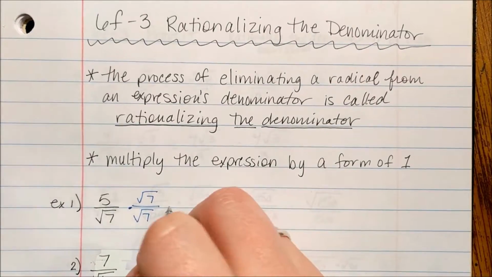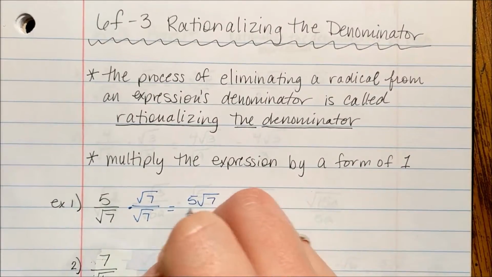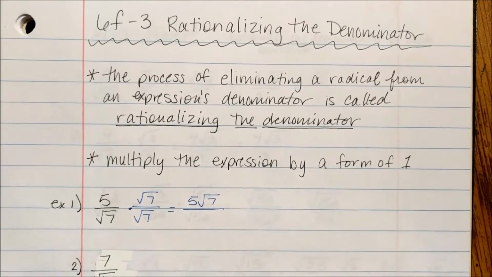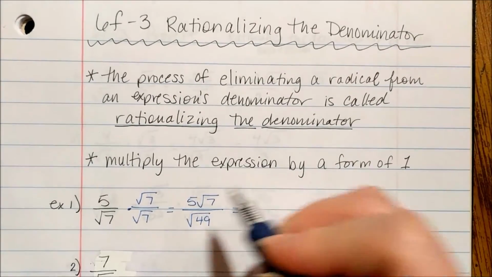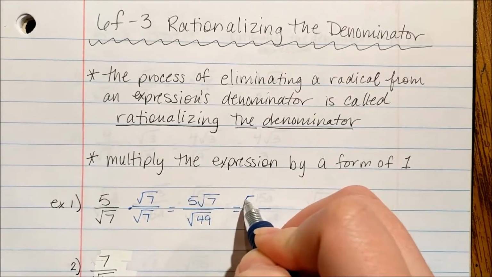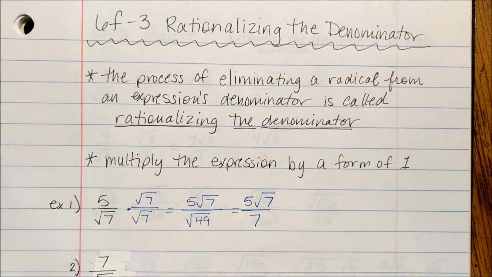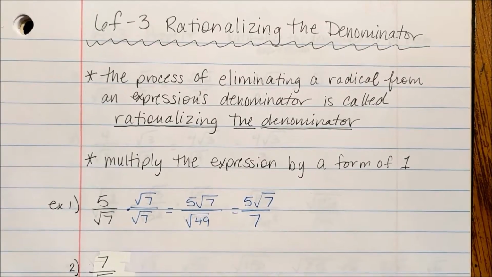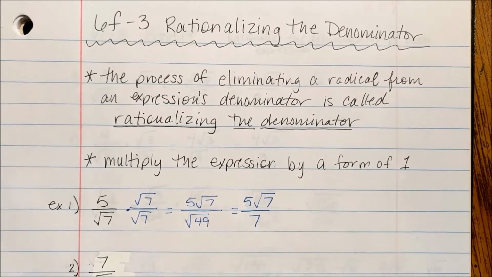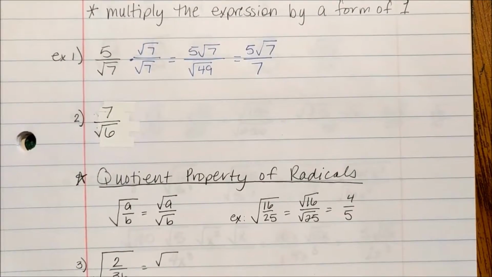So when I multiply across, I end up with 5 square root of 7 over the square root of 7 times the square root of 7 gives me the square root of 49, which simplifies just to 7. And then 5 square root of 7 is left on top. What this did is it got the radical out of the denominator of the fraction, which for this section is our goal. In number 2, we're going to do the same thing.